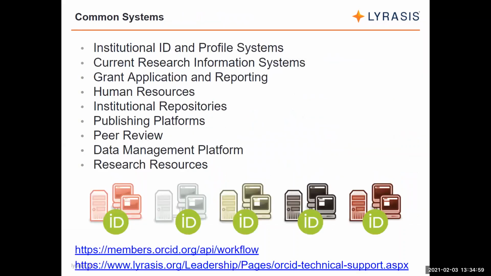Now, when it comes to the technical Orchid API integration with local systems, we've seen this screen before, but I want to reiterate again that there are a lot of possibilities and options depending on the priorities at your organization and the systems that you're using. So again, this list shows the different types of systems that most organizations choose to integrate with Orchid in order to streamline their workflows. The Orchid website does have documentation for various types of workflows. And we also have a list of common systems in the US with notes on their Orchid integration status.